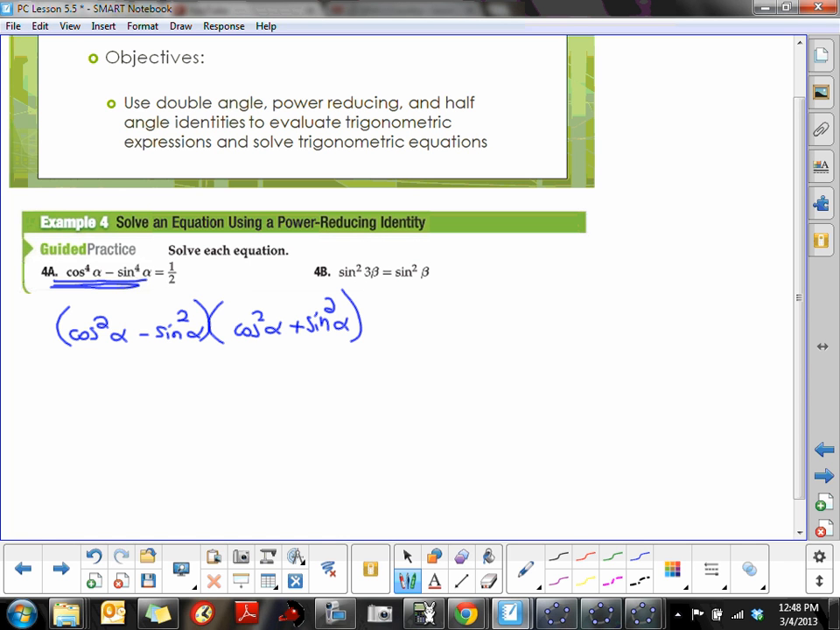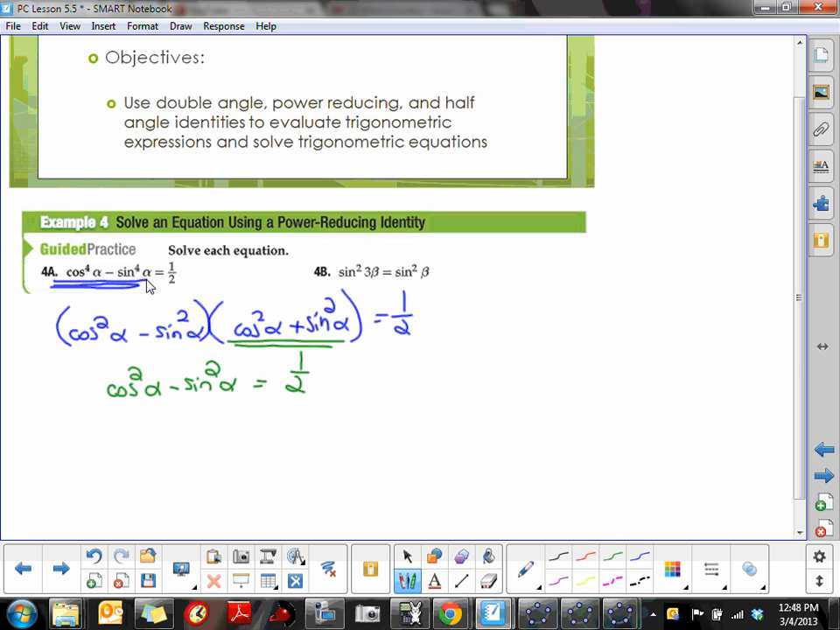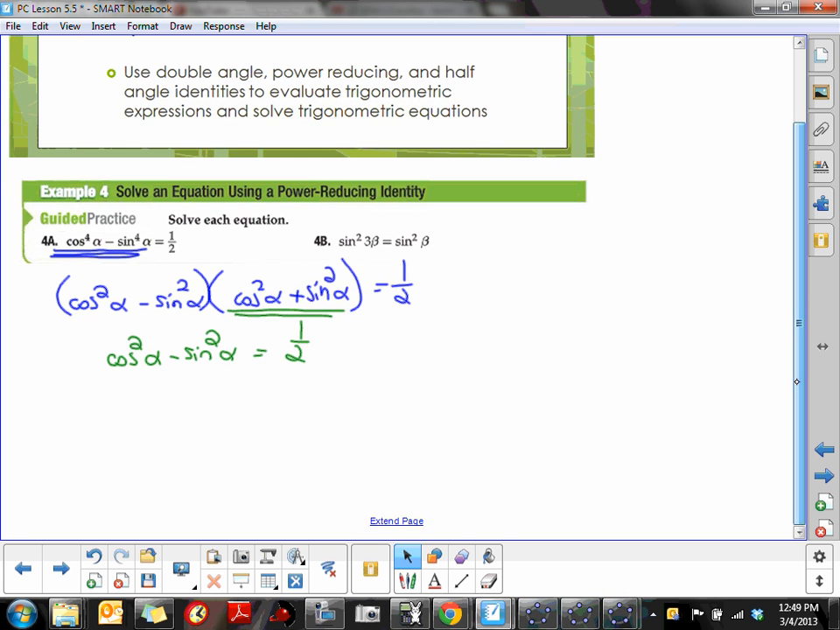Now, it had a very strategic advantage of doing that, because as soon as we did that, this part here is a Pythagorean identity, which is nothing more than 1. So it's just the cosine squared of alpha minus the sine squared of alpha that had to equal a half. So that reduced half of our work immediately. Now what we can do is come back and use our power reducing formulas.